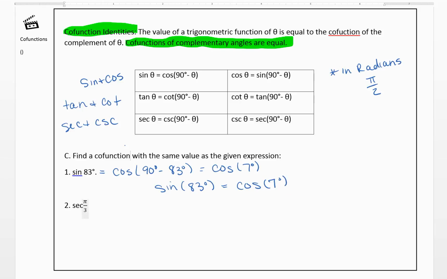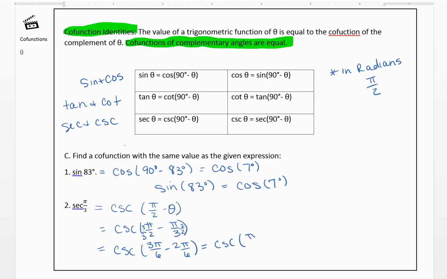Okay, and here we have secant of pi over 3. So we're told that that's the same as cosecant of pi over 2 minus theta. So this would be cosecant of pi over 2 minus pi over 3. Now we would have to get common denominators, so the common denominator would be 6. So we'd multiply this one by 3 over 3 and this one by 2 over 2. So we'd have cosecant of 3 pi over 6 minus 2 pi over 6. So we'd get cosecant of just pi over 6.